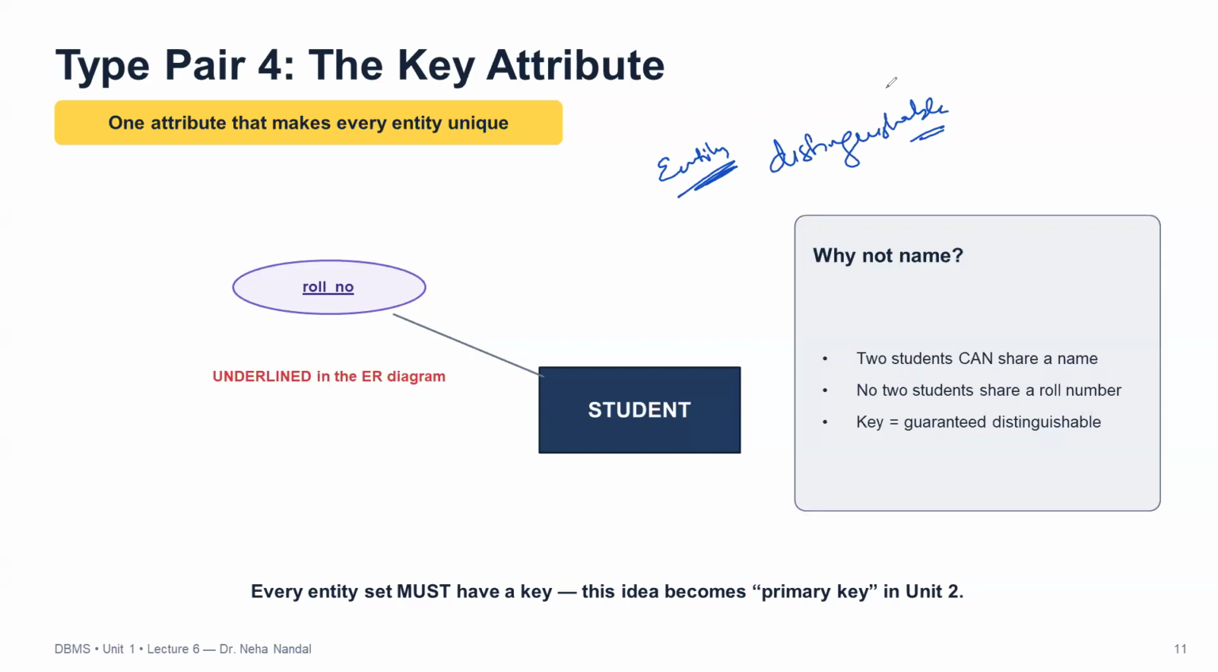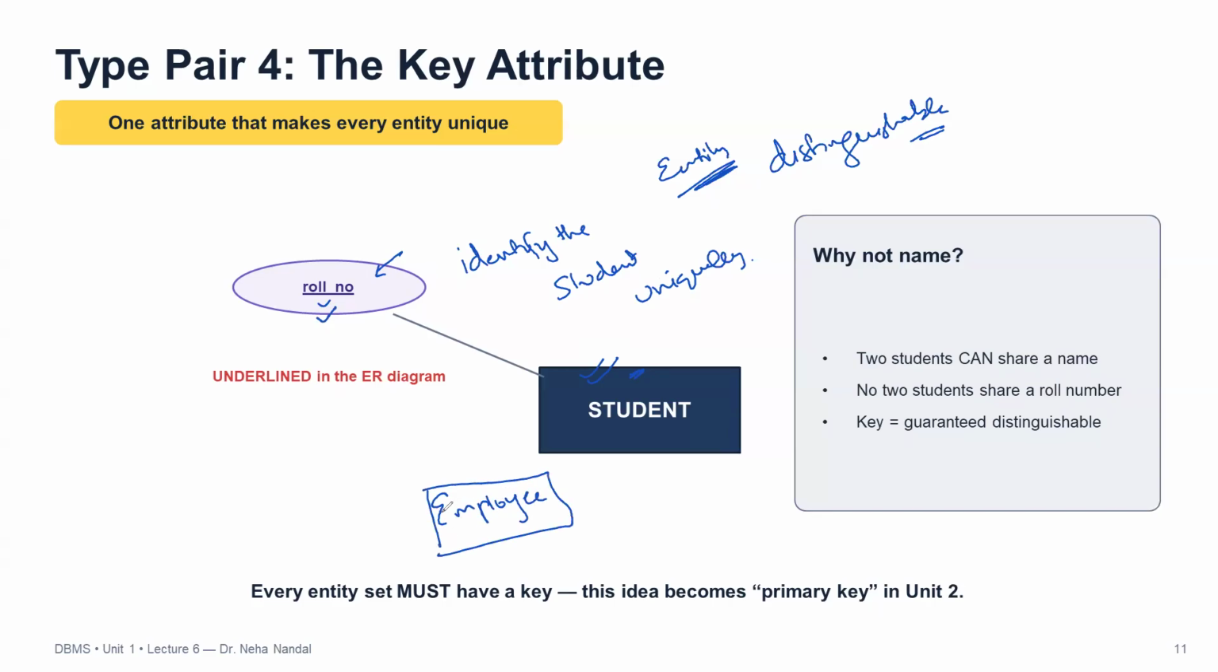whose value is unique for every member. So we need, this is our entity set, student. So we need at least one attribute which will identify the student uniquely. So what it can be? It can be roll number if you are a student. Suppose there is another entity I am taking, employee. So for employee, what is the unique attribute? It is their employee ID. So this is becoming your key attribute, which is identifying the entity uniquely.